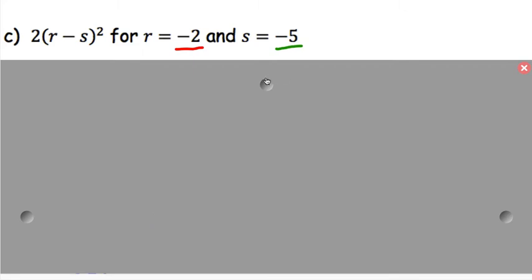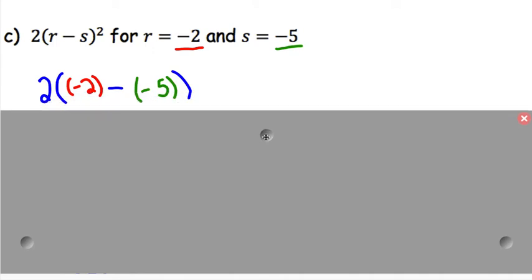All right, next. I have this one done out already, so I will just talk you through all of the steps. But again, feel free to pause or rewind at any point in time to get caught up. So here we go. First up, plug in your numbers. So -2, that's for r. So I'm plugging in -2 for r, minus s is -5.